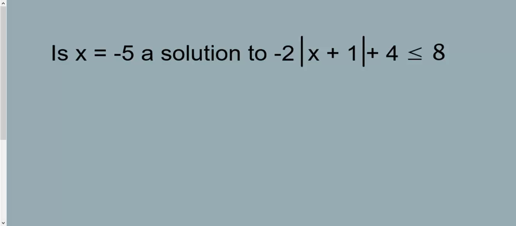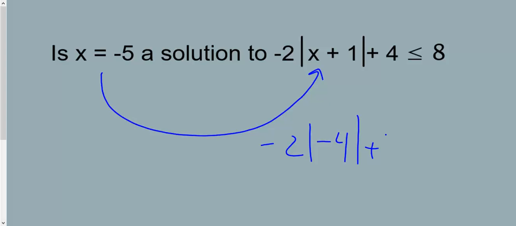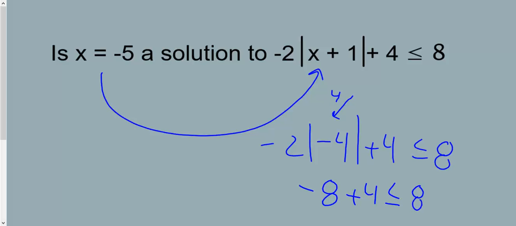And then if it says is negative 5 the solution, you can just plug that in. Negative 2 times the absolute value of negative 5 plus 4 is less than or equal to 8. This is 5 times negative 2 is negative 10. Negative 10 plus 4 is less than or equal to 8. Negative 6 is less than or equal to 8. That's true. Yes, it is. So if they ask you if something is a solution, just plug it in and then see if it's true or not. Alright, there's the assignment.